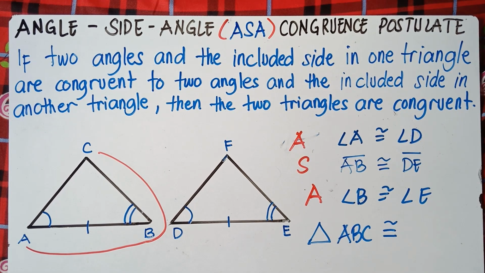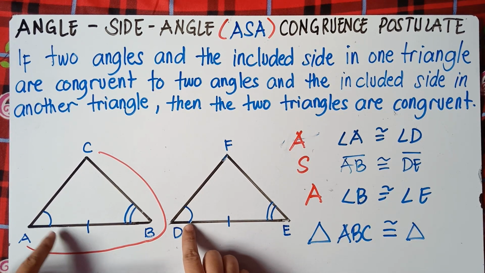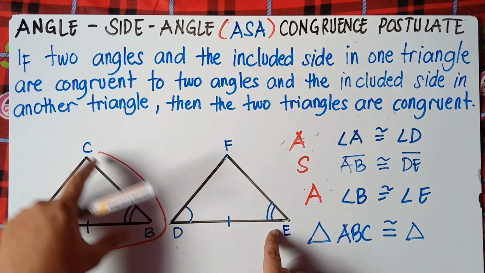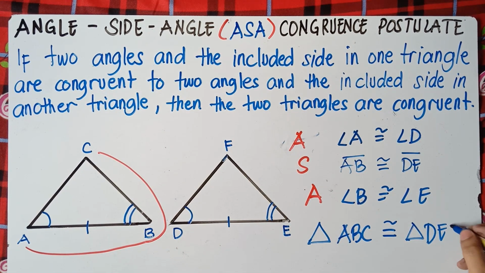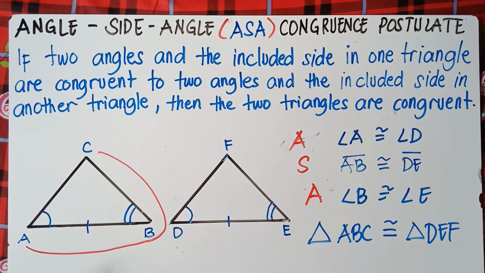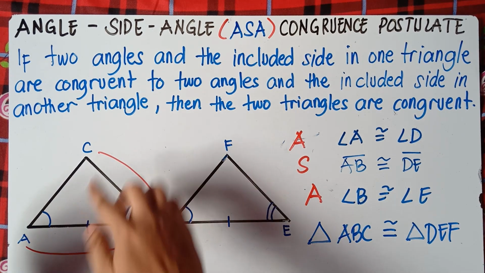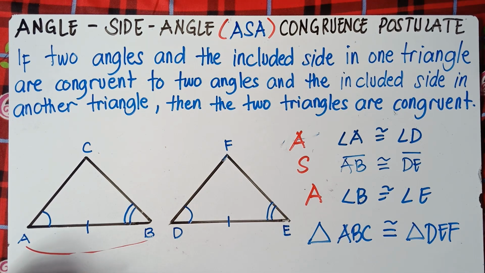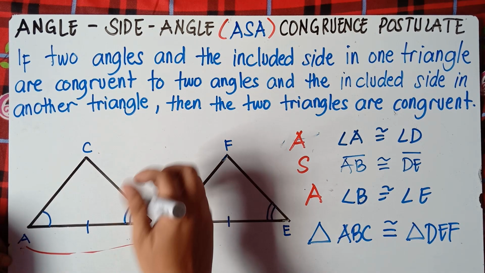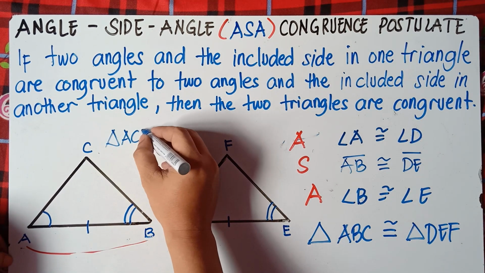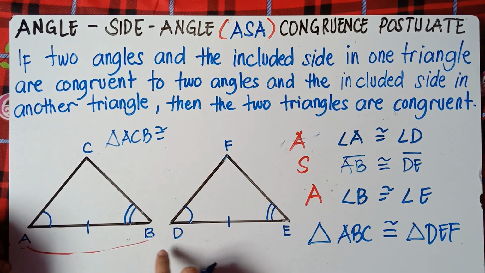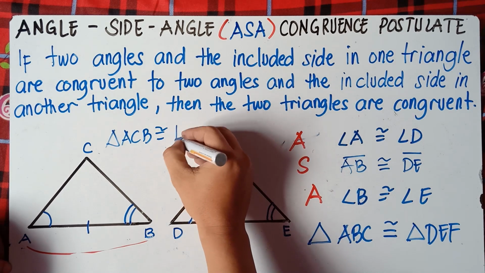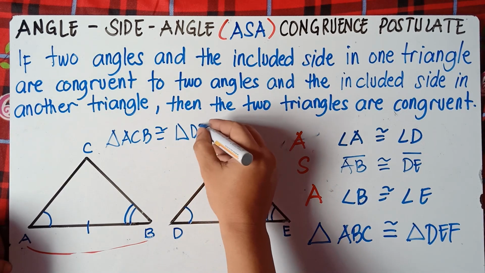is congruent to triangle. You read it first marking, going to the second marking, and last, so that would be DEF. Always be careful, class, in reading the two triangles. You can also read it this way, triangle ACB is congruent to, when you read it this way, ACB, it should be DFE. Triangle DFE.